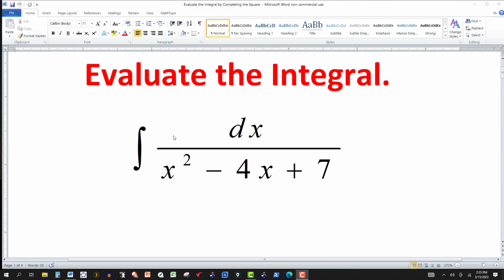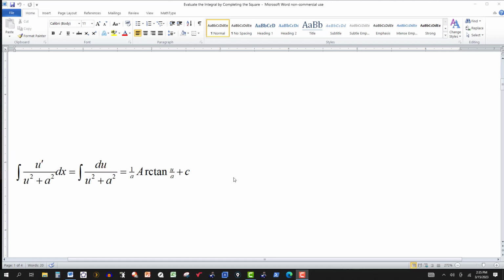So in this video, we want to evaluate this integral here. Partial fractions here is probably not an option. This doesn't factor the way it's written. A couple of ways to do it though. One could be a trig substitution. We could use this particular formula here.